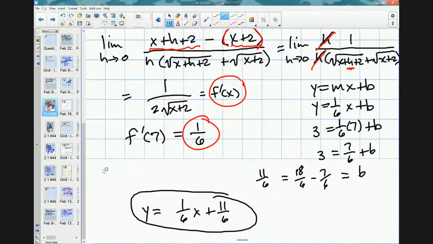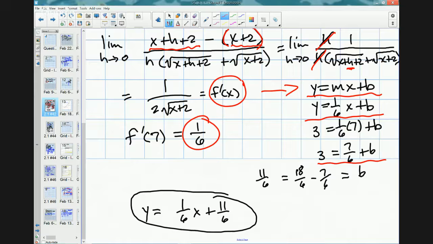So now that we have the slope, we come over here and look, and you know how this game goes. You start with your generic mx plus b equation. You plug in your slope, and now we've got this. Now it's time to plug in the one point we know, 7, 3. So 3 goes in for y, 7 goes in for x, giving us this.